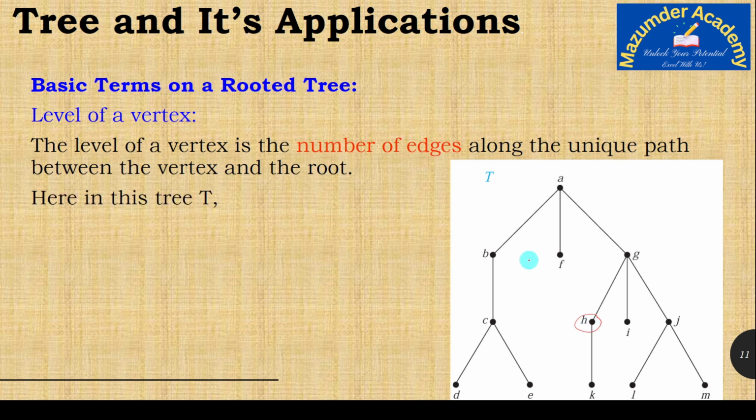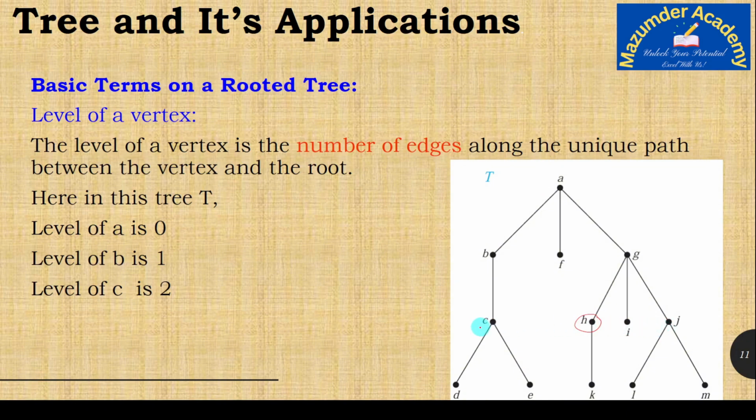So we can see here in this tree, level of A, the root, is 0 because there is no edge from the root to the root. Then level of B is 1. Obviously level of F, level of G, all are of level 1. Then level of C is 2, there are 2 edges. So C, H, I, J, these all are the vertices of level 2. And vertex D is of level 3 because 3 edges are on the unique path from the root to the vertex D. So 1, 2, 3, and we can say D, E, K, L, M, these all vertices are at level 3.